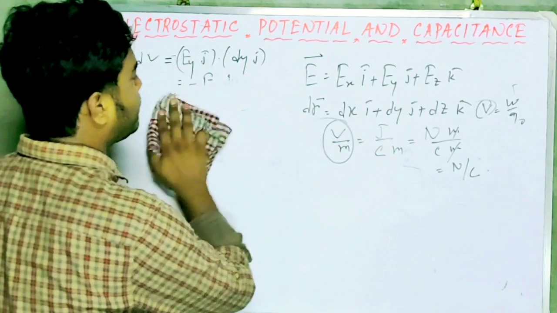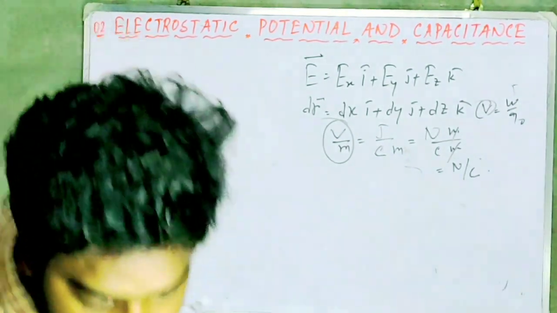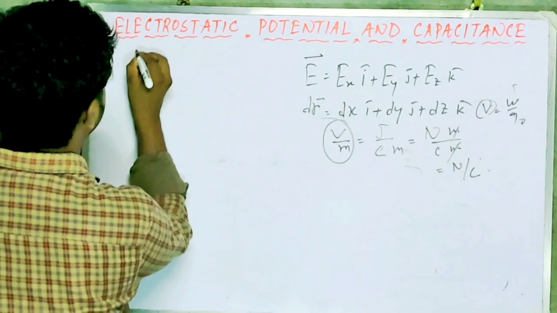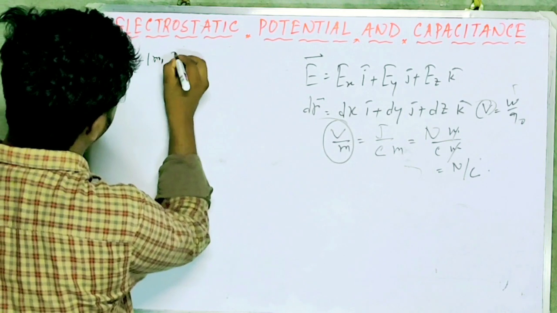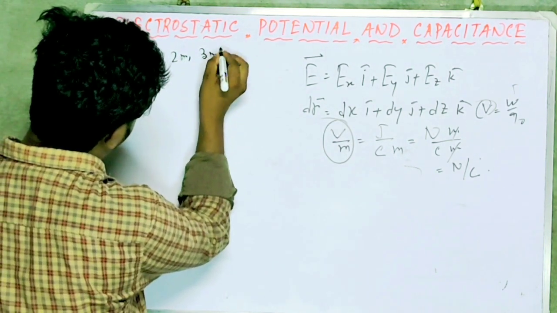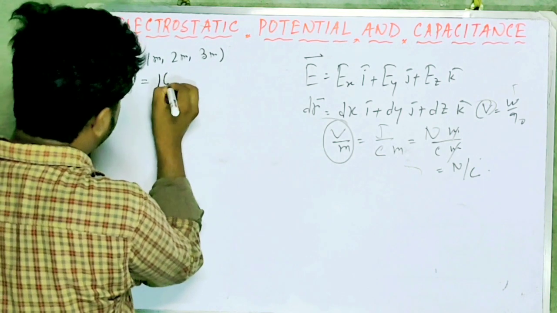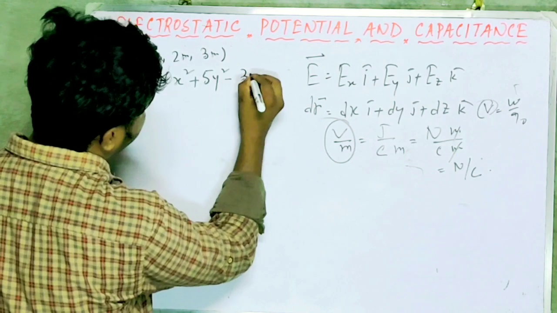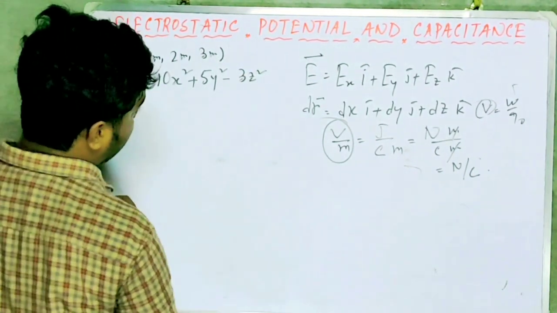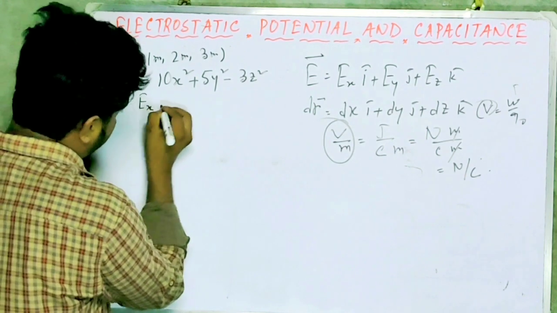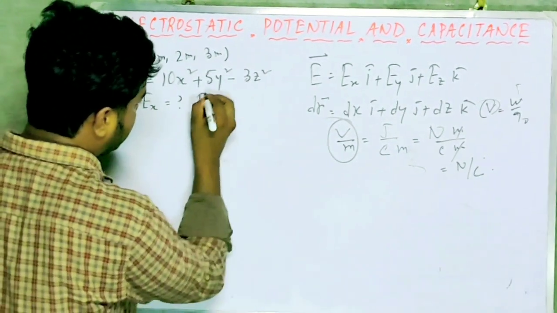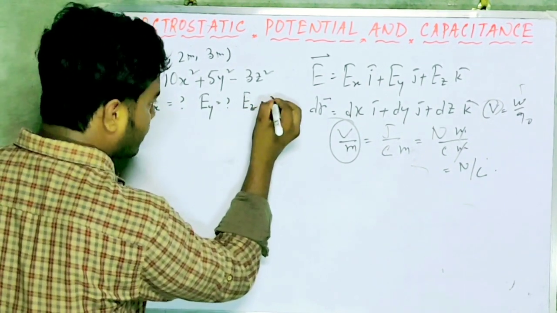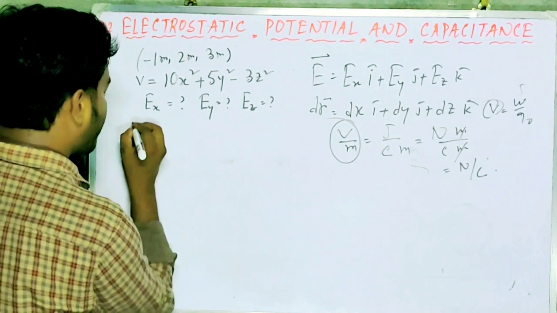Suppose one question is given: the potential in the region of space at the point minus 1 meter, 2 meter and 3 meter, and the potential value is given as 10x square plus 5y square minus 3z square. You have to calculate the three components of electric field. That is, what will be the value of Ex, what will be the value of Ey, and what will be the value of Ez. And you know the formula.